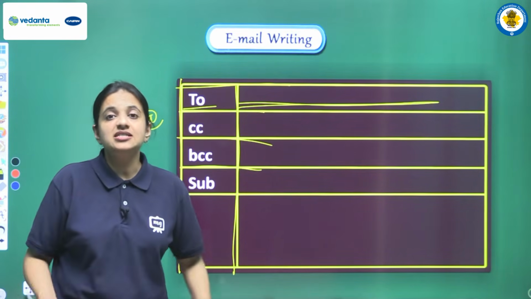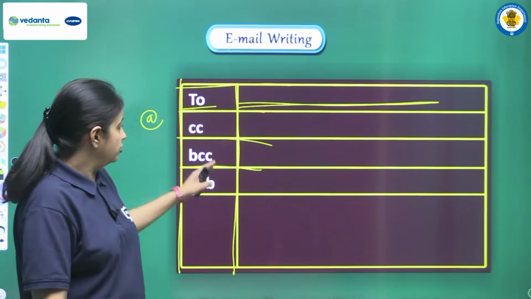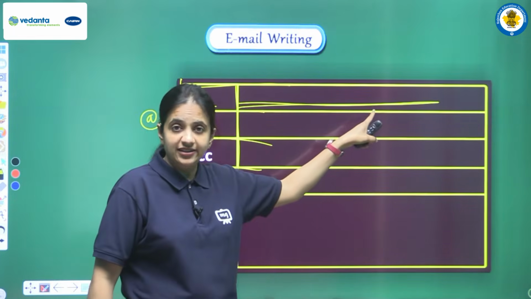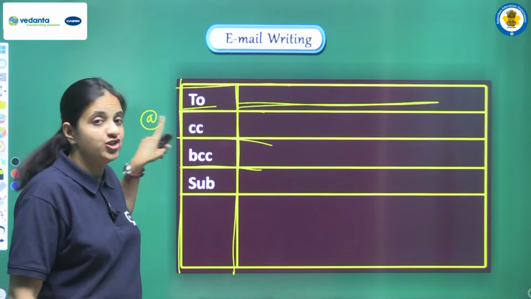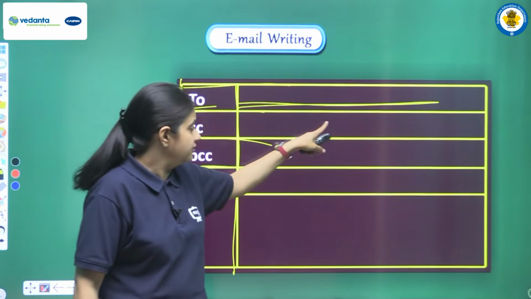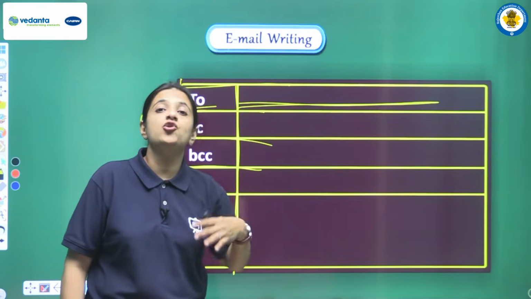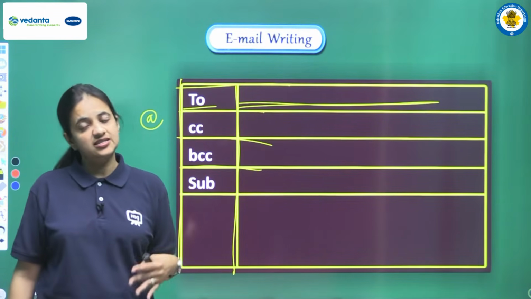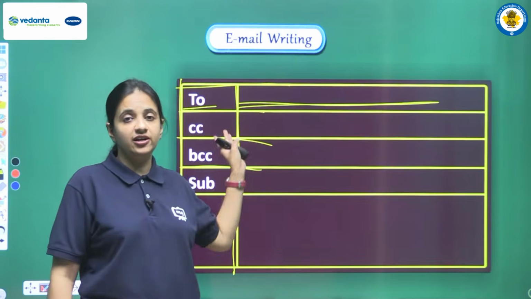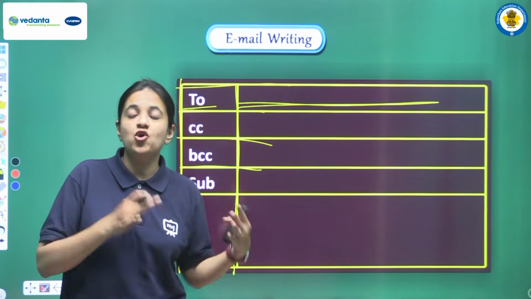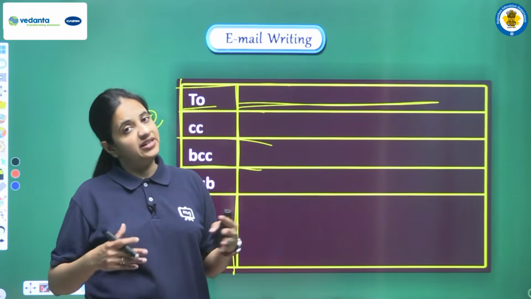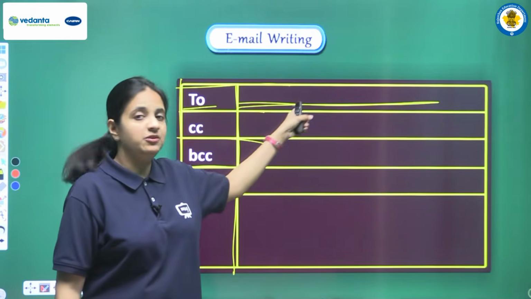Next we have CC. CC means carbon copy. Here you don't need to write anything. This column will be empty, but yes, you have to mention CC here. Why? Because CC means carbon copy. Generally here we write the email address of the person to whom we want to send a copy of this mail. But in our examination we can leave it blank.